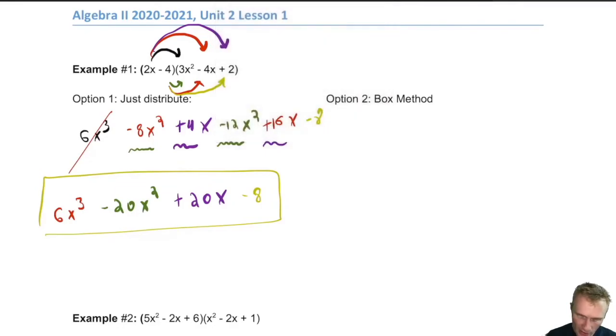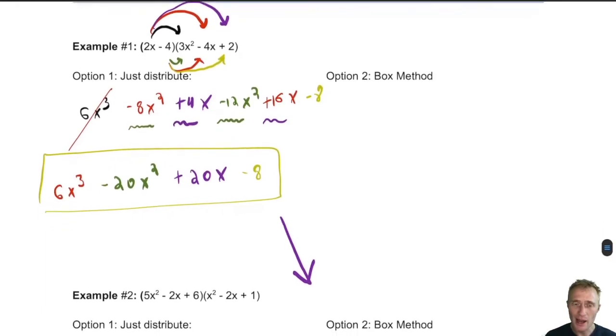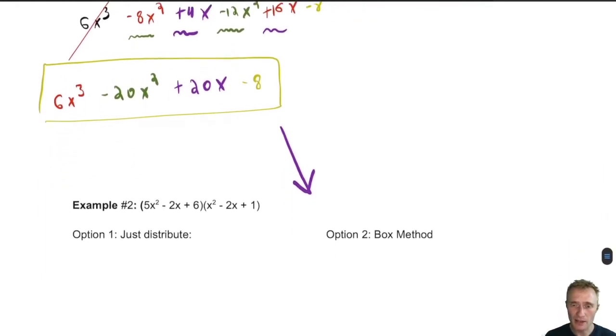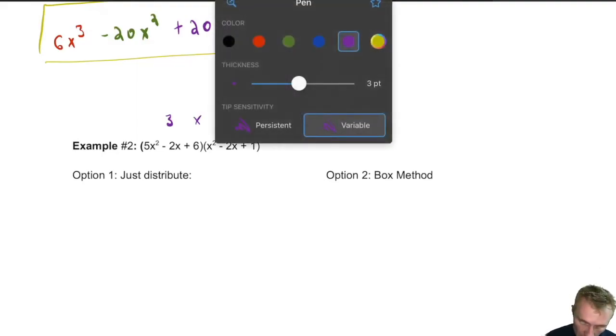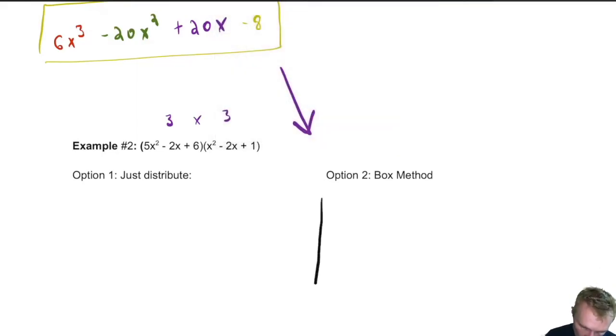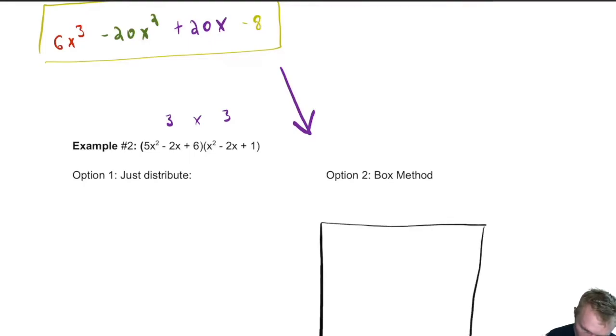You could do the box method. To save a little time here, I'm just going to show one way and one the other, so you just get one of each example. Now let's see what this would look like as a box method. If we did the box method on this separate problem, this is a 3 by 3 box that we would need here to finish this off. So I'm going to draw a much larger box here, give myself room, and give myself room up there as well. Option 2, the box method.